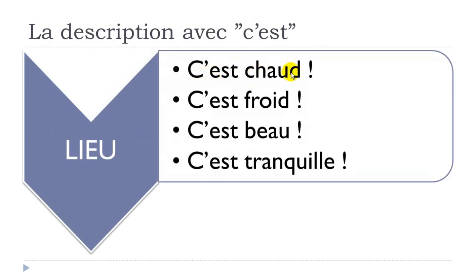C'est chaud. Okay, it is hot. Warm could be an option as well. C'est chaud, it's warm. C'est froid, it is cold. C'est beau. Beau is beautiful. And then c'est tranquille, quiet. So what you can see here is that we've got adjectives like chaud, froid, beau, and tranquille. They are all at the masculine form, even if the place would be feminine, remember that it should be all the time at the masculine form.